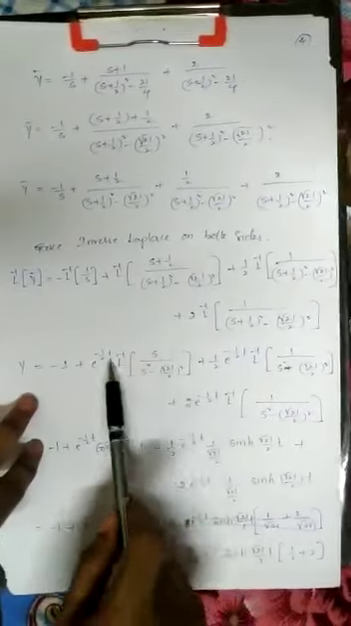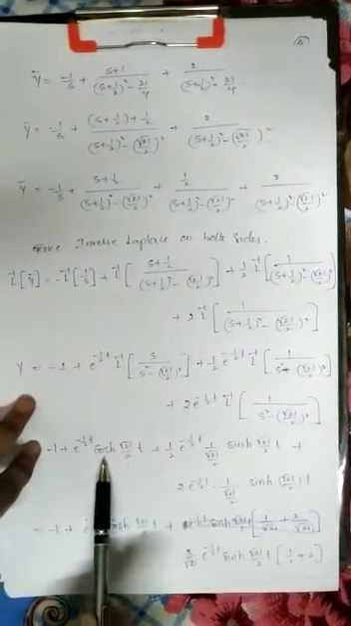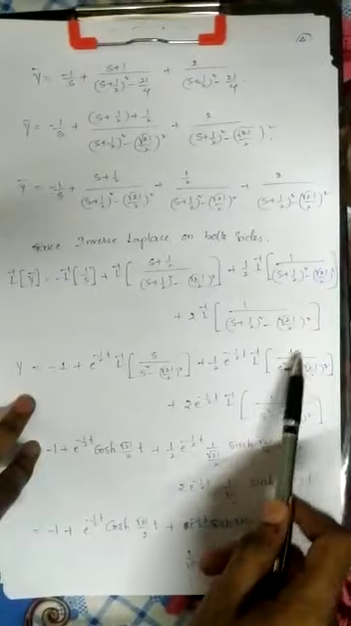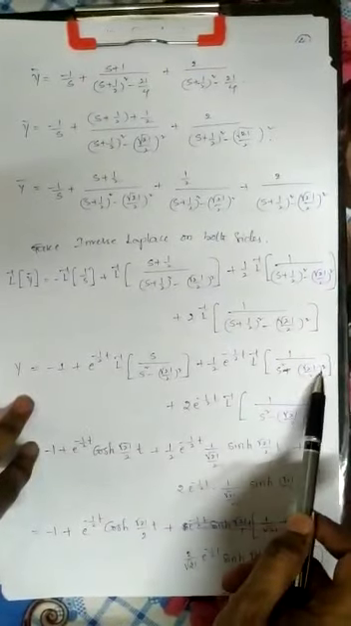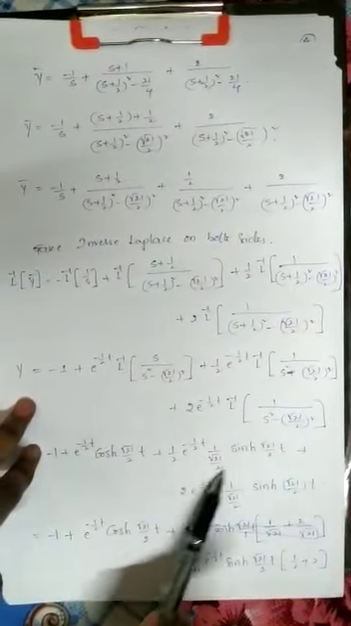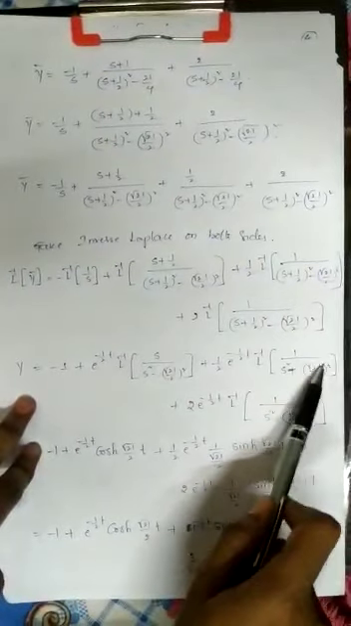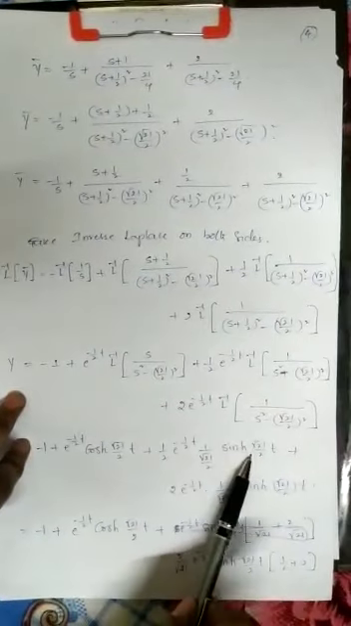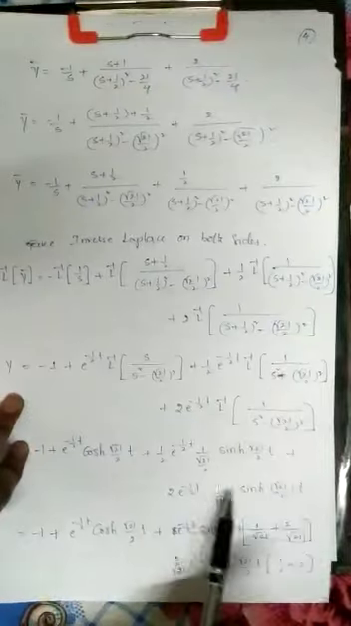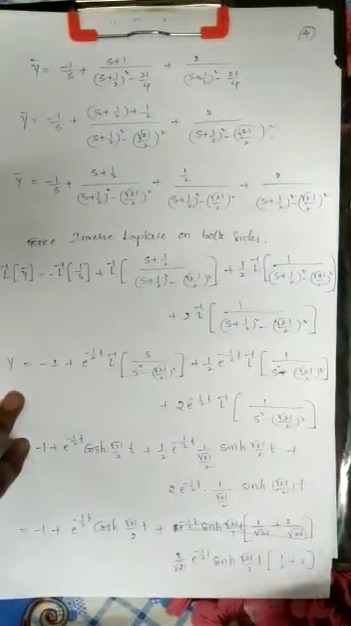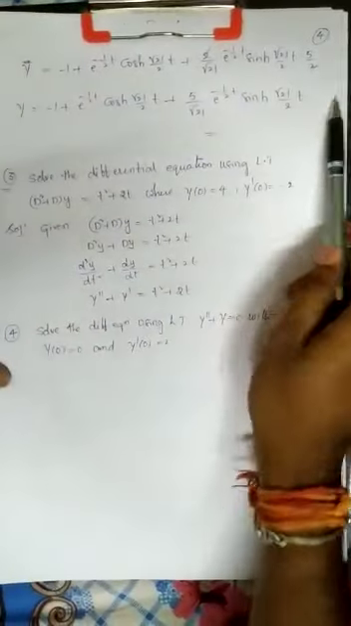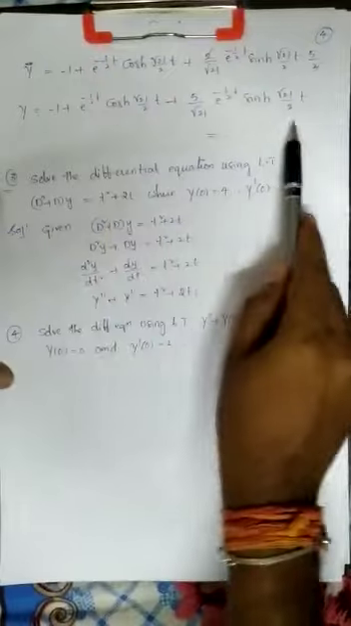Then the Laplace inverse of s by (s square minus a square) is cos hyperbolic. Here the Laplace inverse of 1 by (s square minus a square) is 1 by a sin hyperbolic. Here a means root 21 by 2, so 1 by a sin hyperbolic. Here also the same, 1 by a sin hyperbolic, and simplify this term. If you simplify, you will get it like this. So this is the solution of our given differential equation.